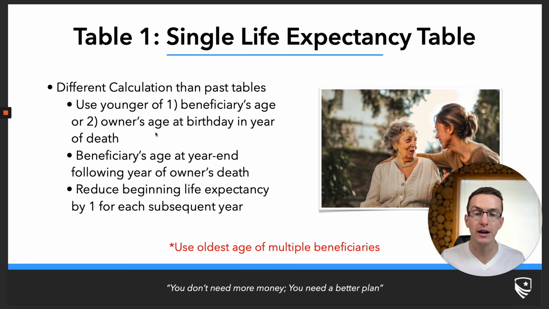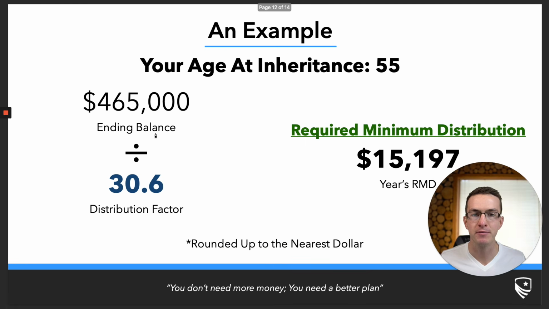It's important to also know that if there are multiple beneficiaries, you're going to use the oldest age of those multiple beneficiaries. So let's go through an example to explain this a little bit more clearly. So let's say that you inherit an IRA at age 55. Now again, you inherited it at age 55. Again, let's say that's in 2018. You're first going to use the age of the following year, whatever your age is at the end of that following year. So if you inherit it at, let's say, age 55, you're going to use age 56, assuming that, again, that was your age at the end of the following year.